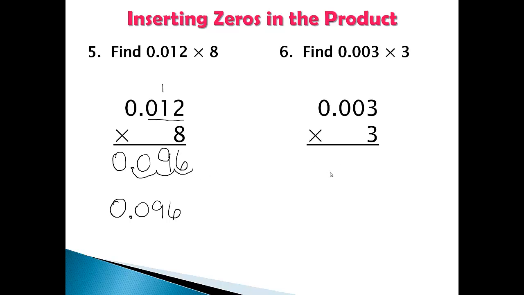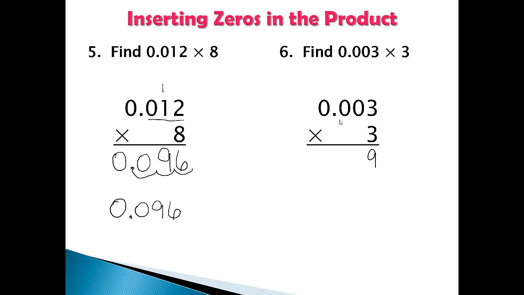Now let's look at number 6. We're going to find 3 thousandths times 3. So first we'll do 3 times 3, which is 9. Notice that all we have left is to multiply this 3 by zeros. And we know that if we multiply by 0, we just get 0. So now we can go ahead and see if we can put our decimal in our answer.